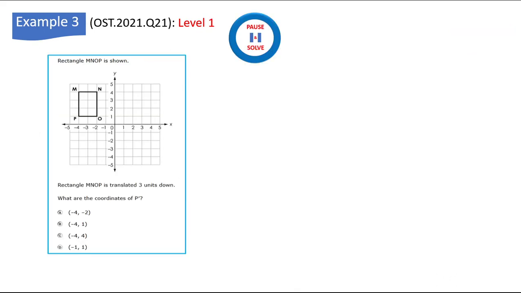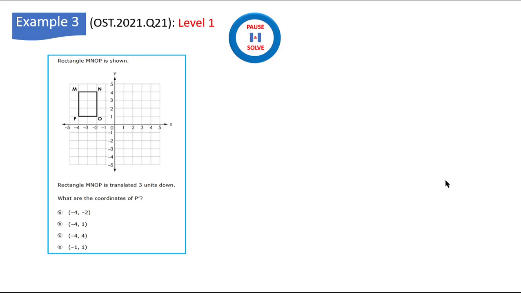Example 3. Rectangle MNOP is shown. Rectangle MNOP is translated. So translation means you're sliding it 3 units down. What are the coordinates of P prime? A question like that, it's a gift, it's a piece of cake. You have to really not make a mistake with a question like that.